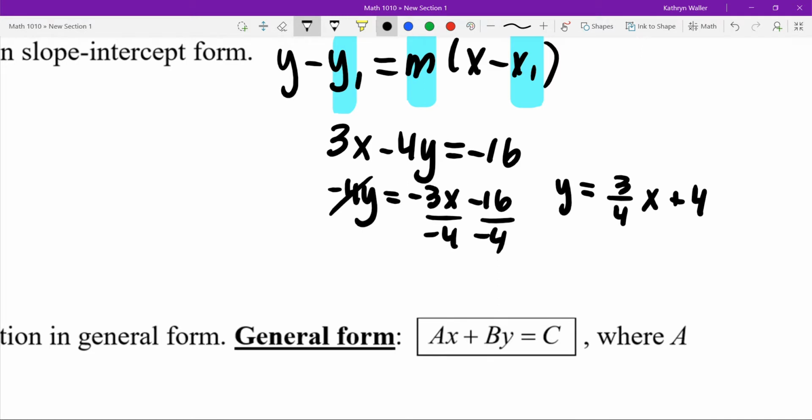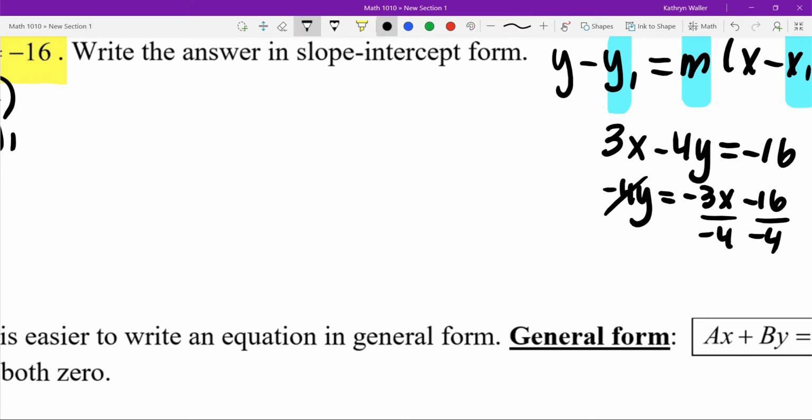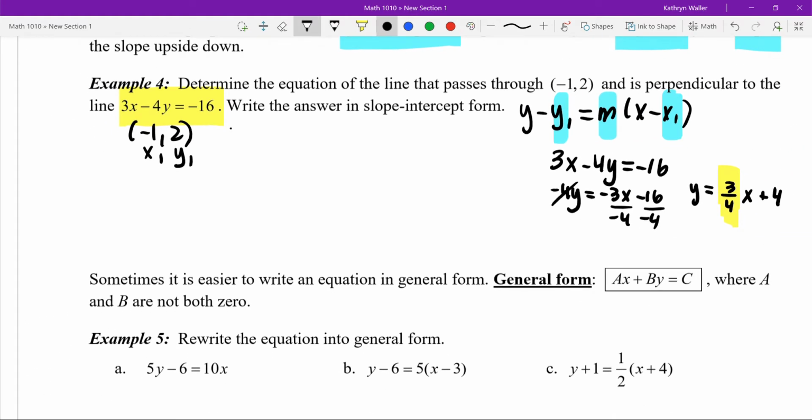This slope is 3/4. So does that mean that my slope is also 3/4? Everybody in the room tell me. No, they're perpendicular. Theirs is a positive, mine is a what? Negative. If theirs was a negative, then mine would be a positive. Theirs is 3/4, mine is 4/3. Now you just do the rest of it the same.